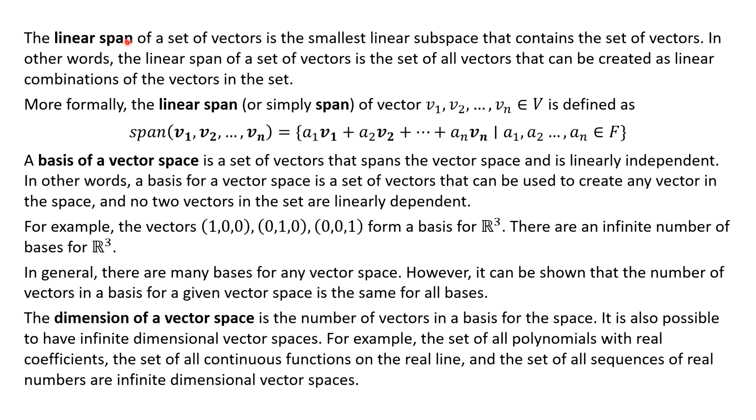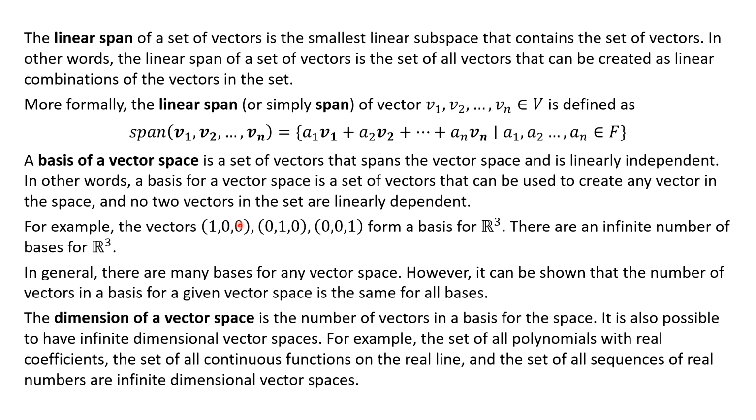Then, very much related to a span is something called a basis. A basis of a vector space is a set of vectors that spans the vector space and is linearly independent. So it's kind of a minimal set from which you can write every other vector in your vector space as a linear combination. In other words, a basis for a vector space is a set of vectors that can be used to create any vector in the space, and no two vectors in the set, the basis I'm talking about, are linearly dependent.